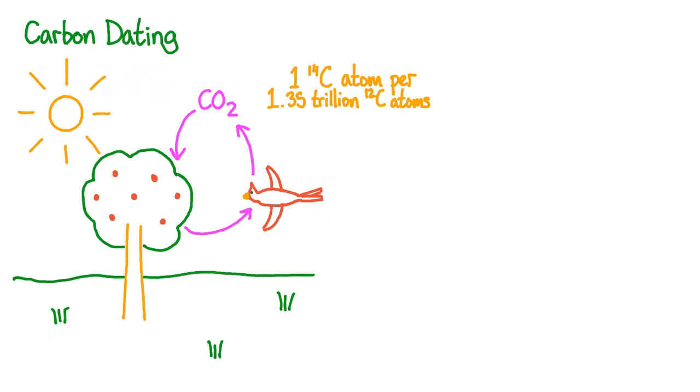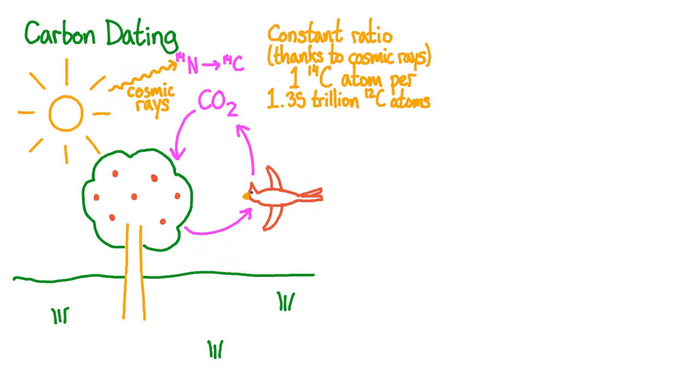back into the atmosphere. The vast majority of carbon atoms in this system are the stable isotope carbon-12. However, an extremely small number, about 1 out of every 1.35 trillion atoms, are the radioactive isotope carbon-14. While carbon-14 naturally decays, cosmic rays from the sun can strike nitrogen atoms and turn them into carbon-14 atoms. Because the carbon-14 created by cosmic rays perfectly replenishes the decaying carbon-14, the isotopes of carbon in the atmosphere and in living things maintain this constant ratio.